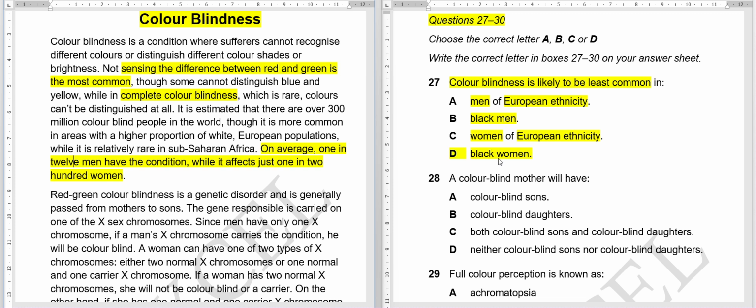And why it is black women, why not women of European ethnicity? Because here they have said it is more common in European population than sub-Saharan Africa. So if I talk about European population, they are basically Caucasian, white skin color, African people, black skin color. I hope it is clear. Now let me mark the question number here. I hope it is clear. Moving on to the next paragraph, let's read the next question.